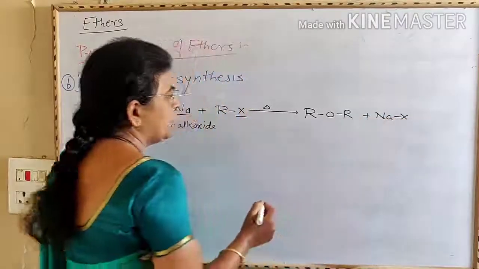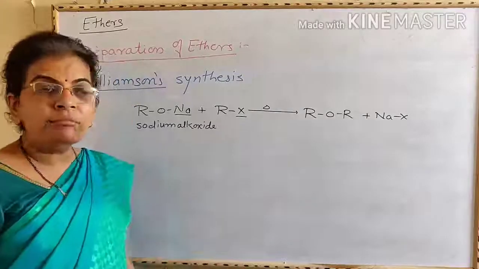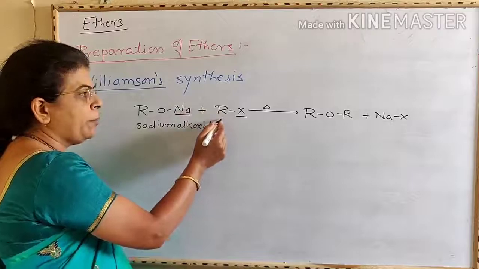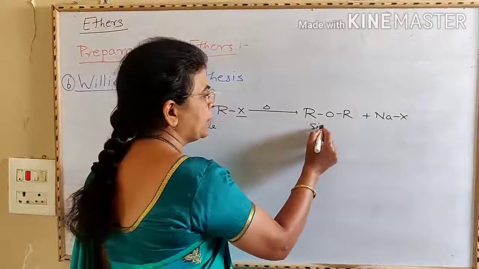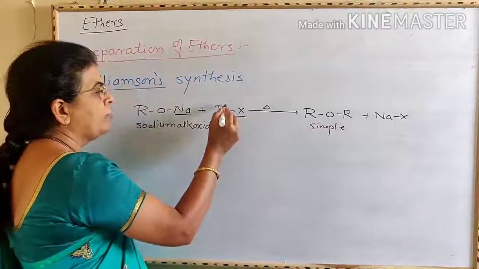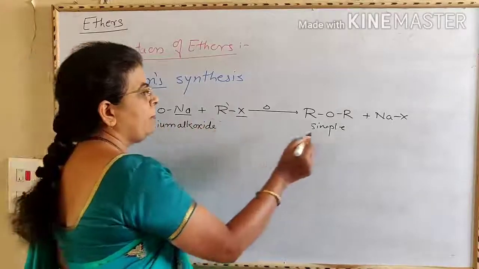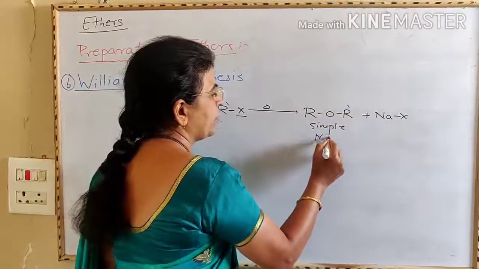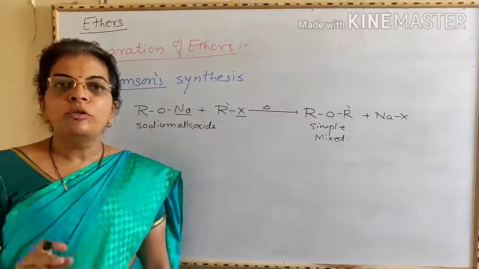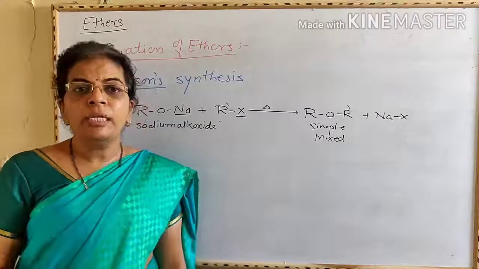Now this method is used for the preparation of simple as well as mixed ether. If this alkyl group and this alkyl group are similar, then we will get simple ether. And if this R from alkyl halide is different from this R, then we will get mixed ether. In this way, this method is useful for the preparation of simple as well as mixed ether.